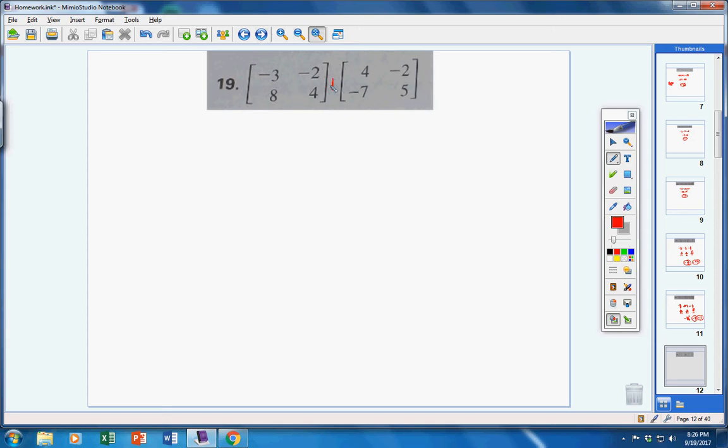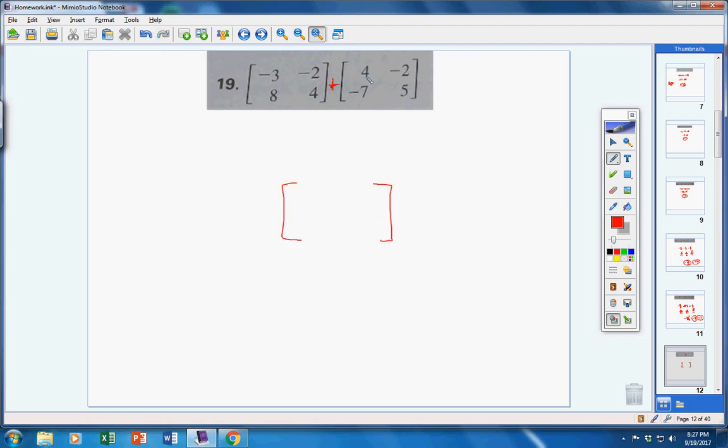So let's first of all add these two matrices. Now remember, students, you cannot add or subtract matrices unless they have the exact same dimensions. So this is a 2 by 2, 2 rows, 2 columns. And this is also a 2 by 2. So we can add these and subtract these. Okay, let's add them first.